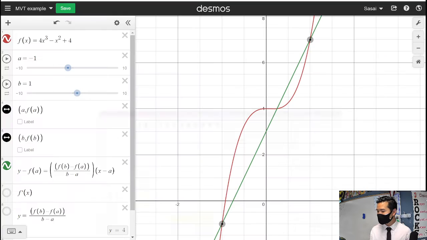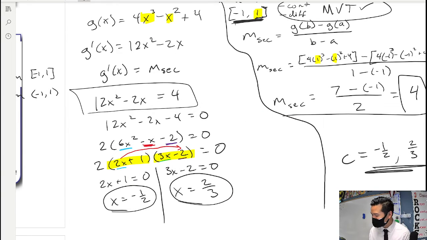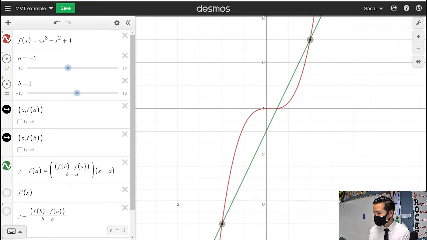Go back and look at this graph real quick. Well, I already forgot the numbers. What was it? Negative 1/2? Look at where negative 1/2 is. Negative 1/2 is point what? 0.5. There you go. So at that point right there, if I were to draw a tangent line, it should be parallel to the green line.